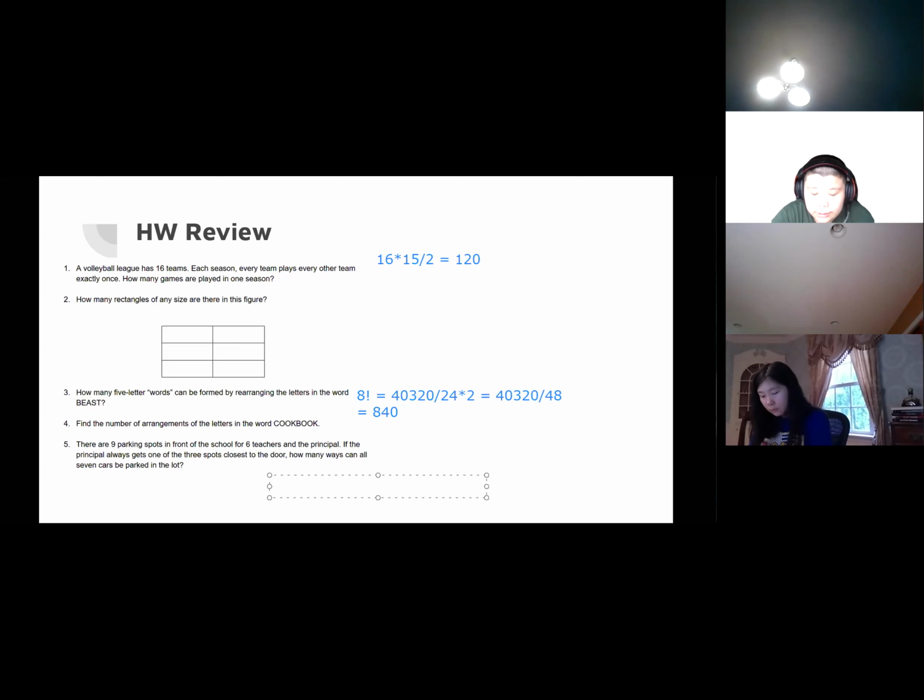So if we start with the principal, he has three choices for where to park his car. Then for the first teacher, you can choose anywhere that isn't where the principal parks. So 8, and then the second one has 7 because it can't be in the two already occupied spots, and the next is 6, 5, 4, 3, etc. And you can multiply these out to get your answer, which is 60,480.